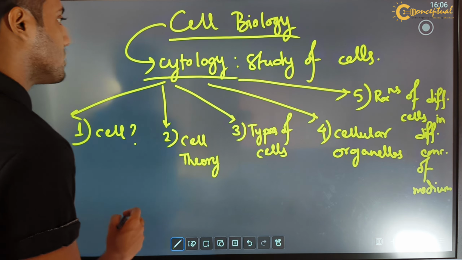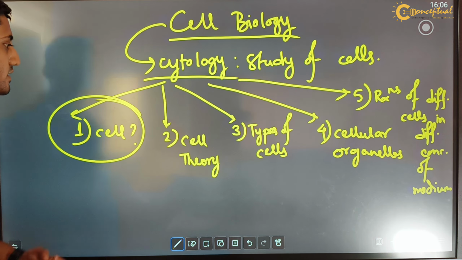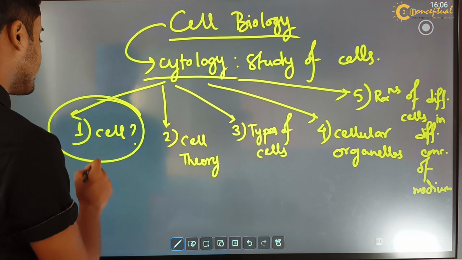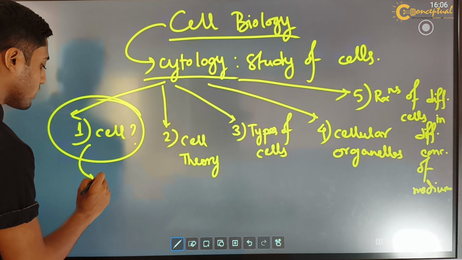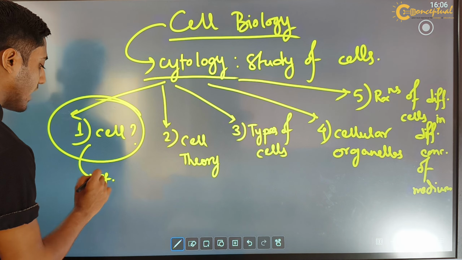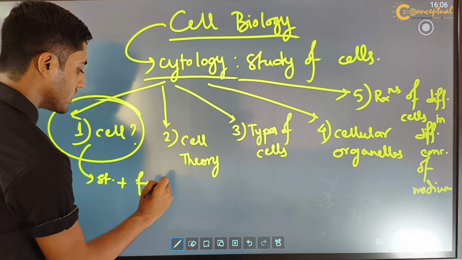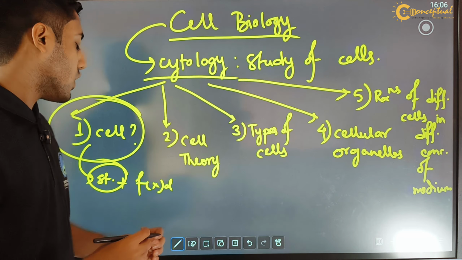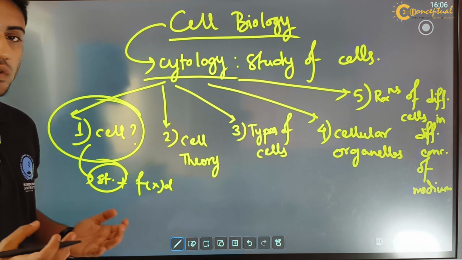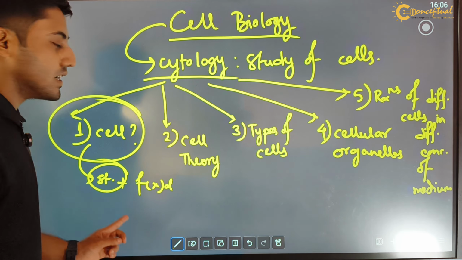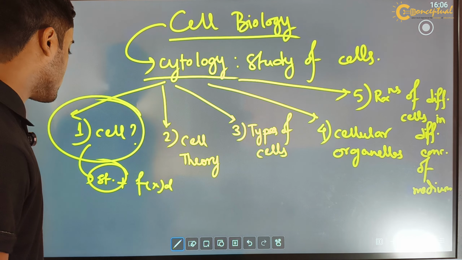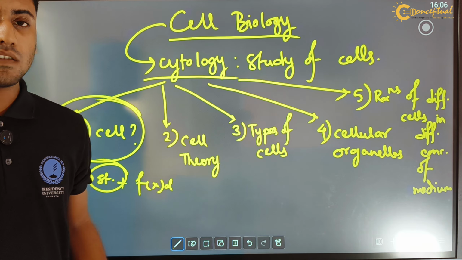Okay, so coming to the first portion of the chapter, what a cell actually is. This we have also discussed in the first part of the chapter: the cell is the basic or fundamental structural and functional unit of life. Why is it the structural unit of life? Because the body of any multicellular or unicellular organism is composed of either one or more cells. Multicellular organisms such as humans are composed of millions and billions of cells.